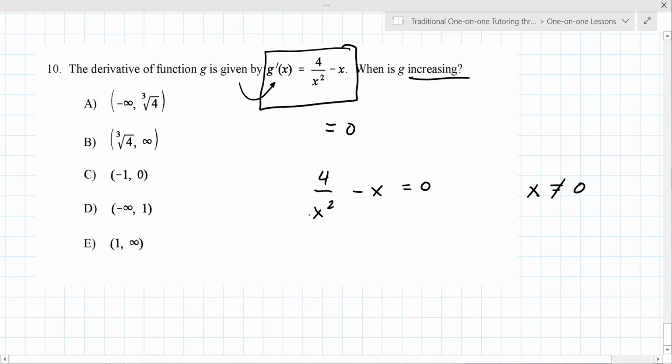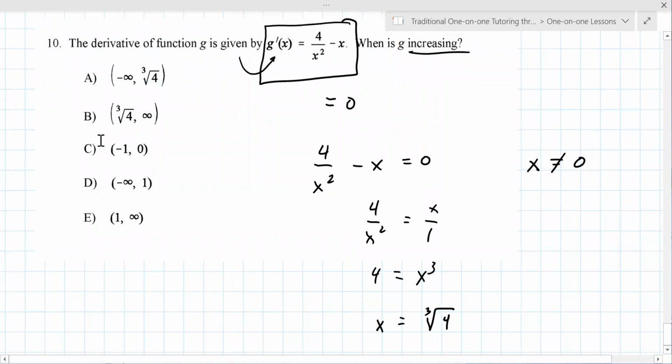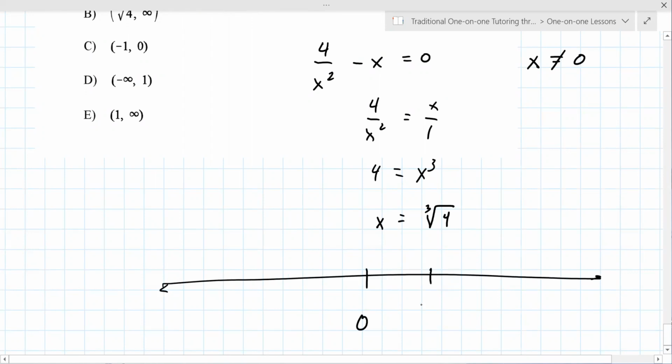So I would move this over, you get 4 over x squared equals x over 1. Cross multiply, and then take a cube root. So x equals the cube root of 4. So it has to be b? Maybe. Let me scroll up. The truth is, if you're making a number line, you have to include 0, not because it's a critical point, but because it's undefined.